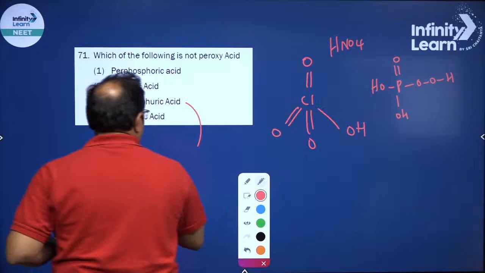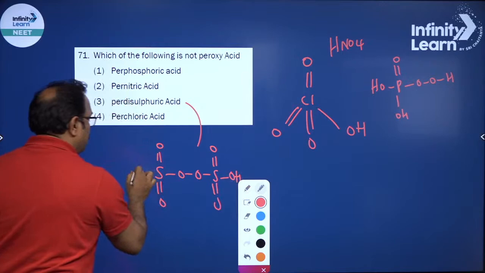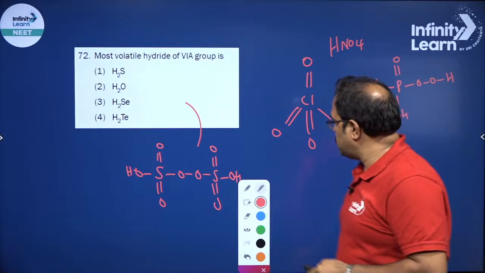Perdisulfuric acid, in the case of this one, you have a peroxy linkage here, this is a double bond O, it's OH. Its other name is Marshall's acid. So all of them have a peroxy linkage. This is the exception. You should know this. Okay, that's right.